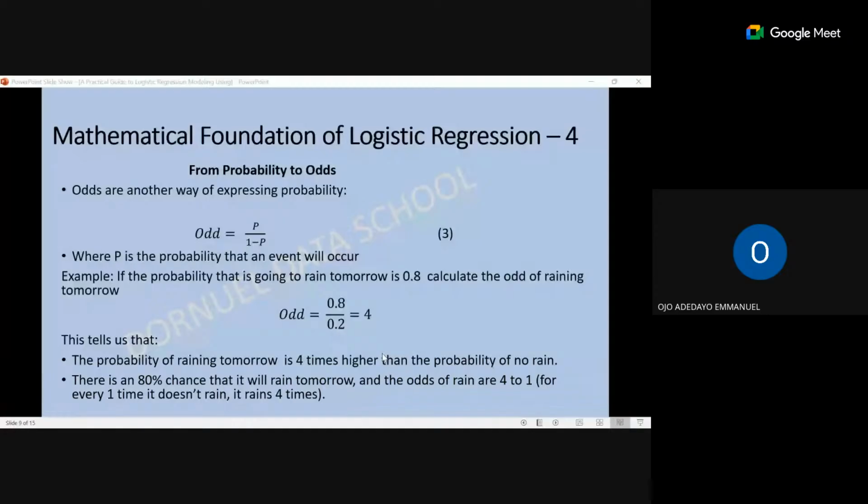Now, that is why those people that normally play betting, those Bet Nigeria or whatever, the sports betting and some other things, they'll be talking about the odd. The odd of winning is 4.5. The odd of winning is 7. The odd of winning is 8. How did they come about that odd?